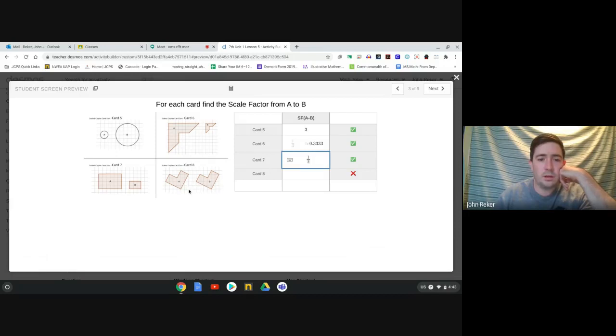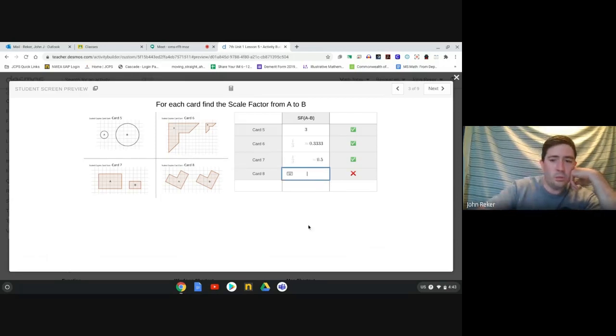Okay, and let's just count the length from this point right here. Let's move it over to here. 1, 2, 3, 4. 1, 2, 3, 4. So it has to be 1. So let's go down here. 1, and it's correct. So that's how you find scale factor.